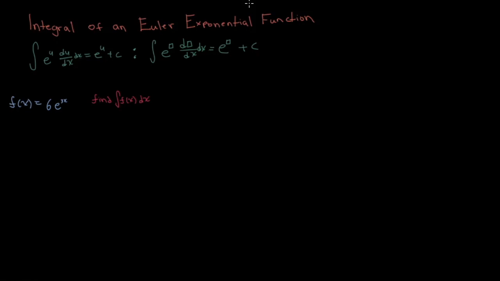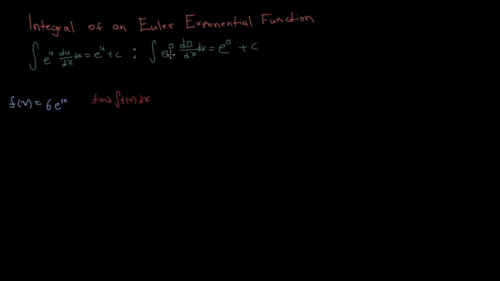In this video, we're going to talk about how to find the integral of an Euler exponential function, which is as follows. The integral of e to some placeholder u times the derivative of u with respect to x is equal to e to the u plus c. Essentially, the integral of an Euler function is itself.